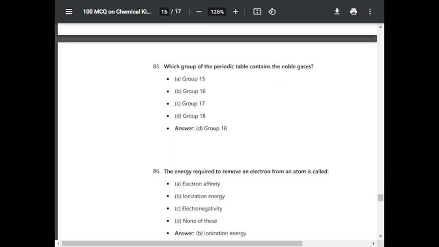Question number 85. Which group of the periodic table contains noble gases? Option A, group 15; B, group 16; C, group 17; D, group 18. The correct answer is D, group 18. Group 18 contains the noble gases.